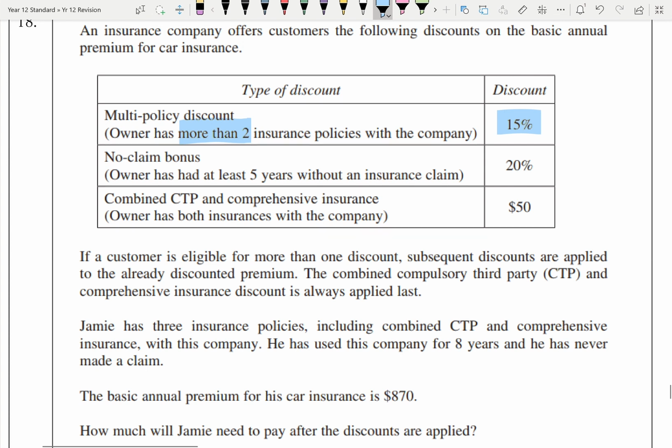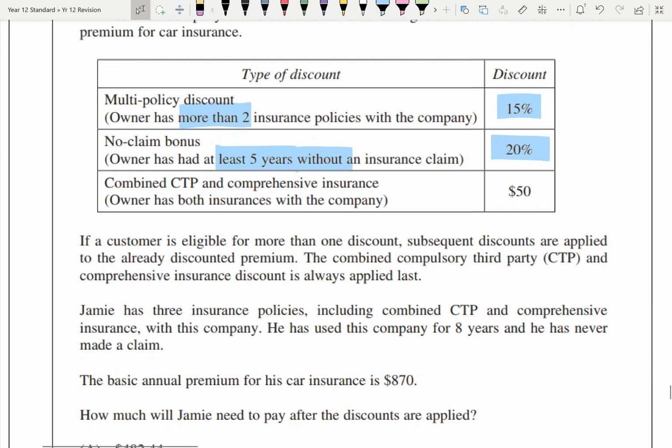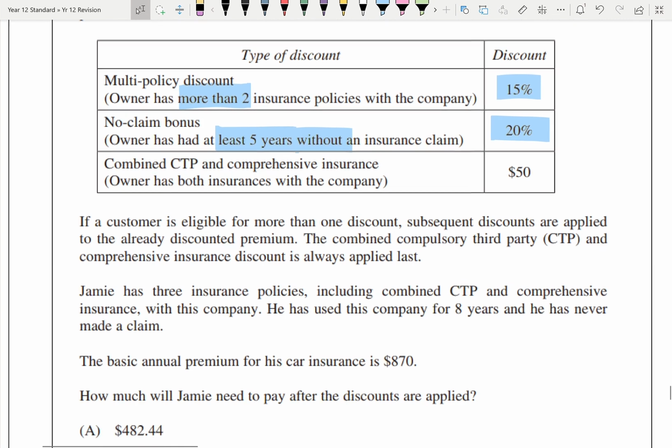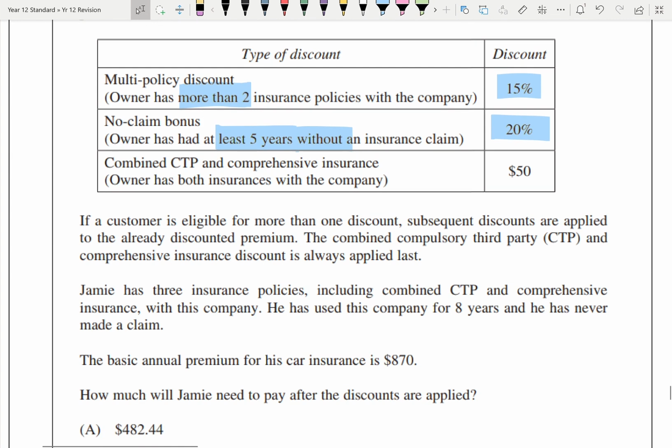Next bonus is a no claim bonus. So if an owner has had at least 5 years without a claim, they get 20% off. And the final was a combined compulsory third party or CTP and comprehensive insurance. So if an owner has both insurances with the company, they get $50 off.